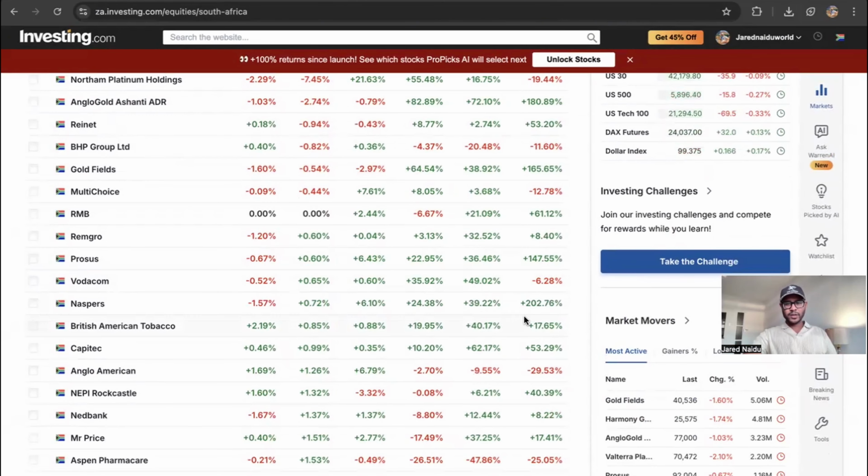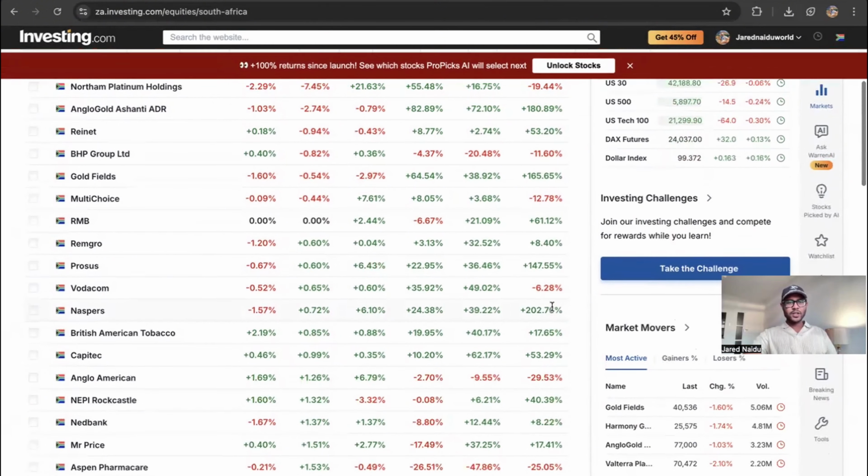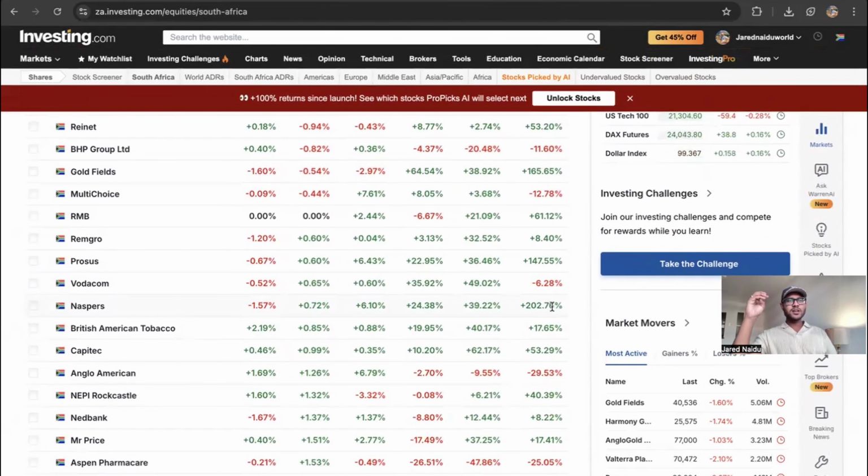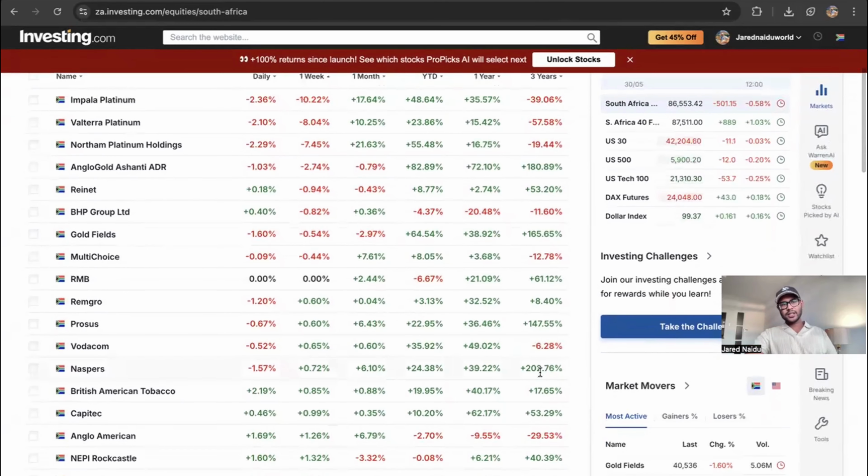Naspers, as we spoke about earlier, is up 200%, right? So Naspers is a very secure investment. If you want to put money into Naspers and leave it for, for example, 3 years, you're up 200%. So if you want to average in and put 100 Rand, 200 Rand every single month into Naspers, I 100% recommend that.